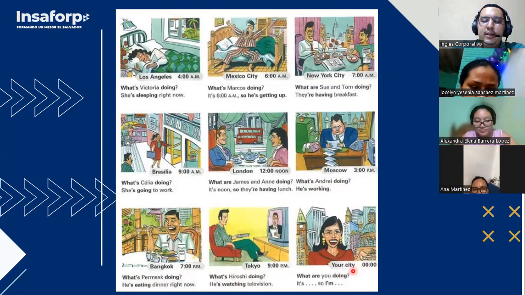New York City, the pick up. What are you doing? What can we say right here in this empty space? 7 p.m. No, you see, 0000. What does that mean?